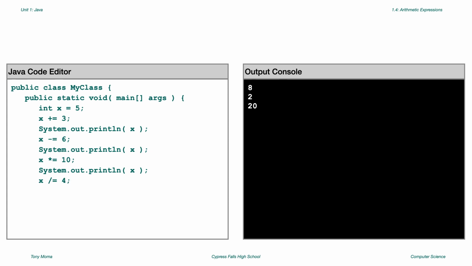Here, we're setting x equal to its current value divided by 4. What is x's current value? 20. What's 20 divided by 4? 5. Thus, when we print x out, 5 gets output.